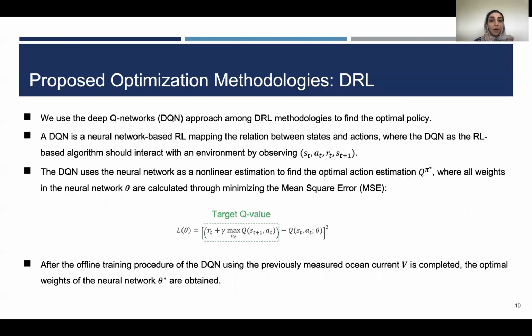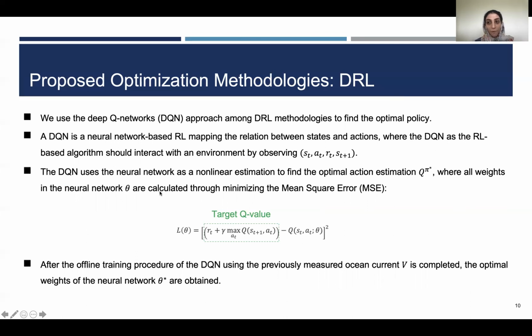Okay. Between different types of deep reinforcement learning algorithms, we pick Deep Q network, and Deep Q network is a neural network based reinforcement learning, which maps the relation between the states and actions. As I mentioned, we have some states, actions, reward, and we should find the best action between them. So the Deep Q network uses the neural network as a nonlinear estimation to find the optimal action estimation.